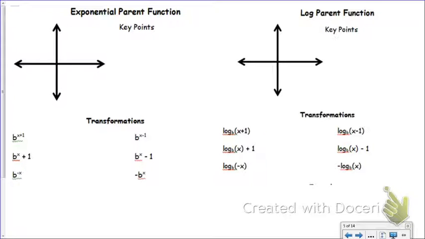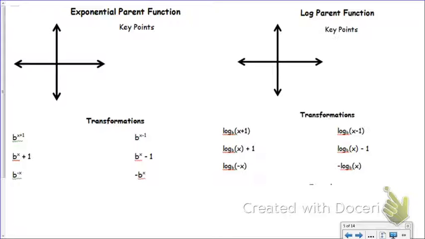Hi guys, so today we're going to be graphing exponential functions as well as log functions. So we're going to look at some of the similarities and differences between the two. Before we work through some examples, I just want to remind you what the parent functions look like, some of the key points on these graphs, and just a reminder of what some of these transformations do. Hopefully a lot of this looks very similar to what you did in Algebra 2, but I do want to review a couple of these things.